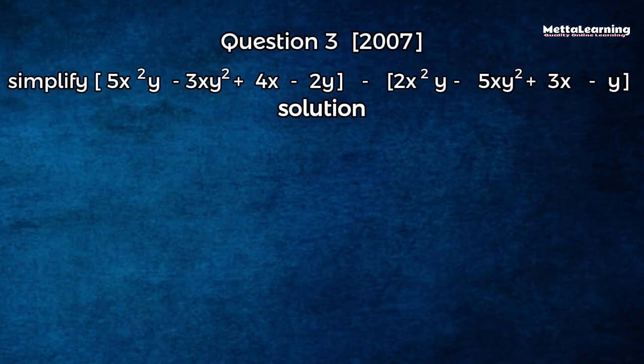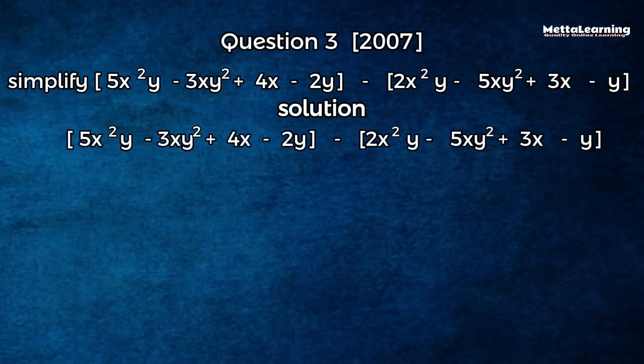So the first thing for us to do is to write out our question, and we allow the minus in between this set of numbers to affect the numbers from negative to positive and from positive to negative. When we write this out, we'll have the following, as the negative has affected each number: 5x²y − 3xy² + 4x − 2y − 2x²y + 5xy² − 3x + y.